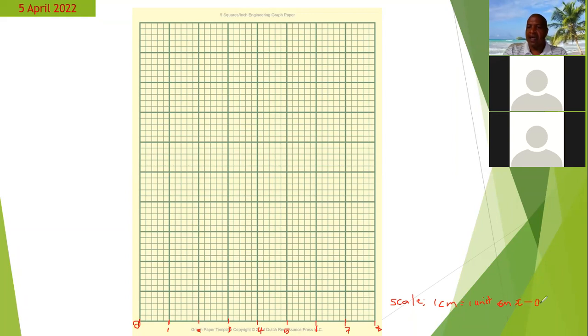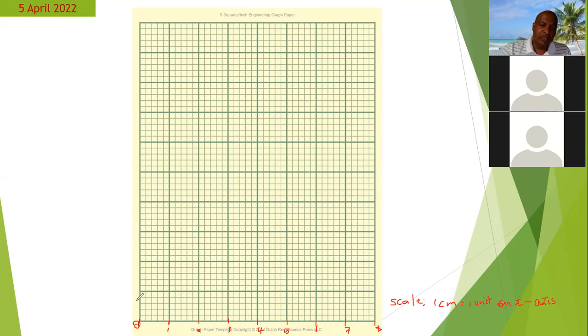So that is the scale. And oftentimes you are required to write your scale when you're doing a graph. If you don't put your scale, you lose a mark. Generally, they give you 1 mark for your scale. So if you have the scale for the x-axis, you must also have a scale for the y-axis.